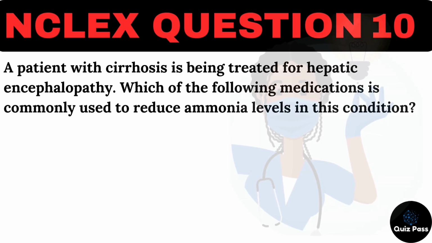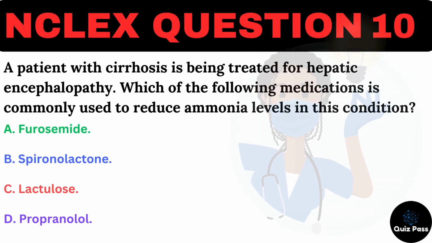A patient with cirrhosis is being treated for hepatic encephalopathy. Which of the following medications is commonly used to reduce ammonia levels in this condition? A. Furosemide. B. Spironolactone. C. Lactulose. D. Propranolol.